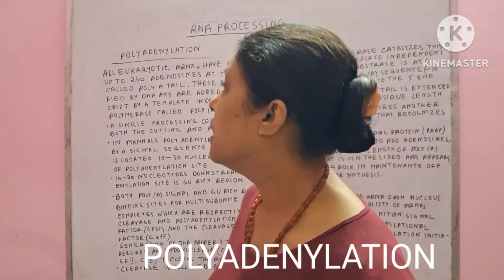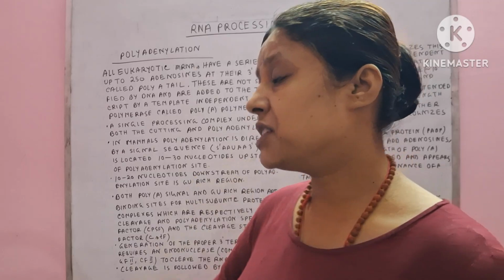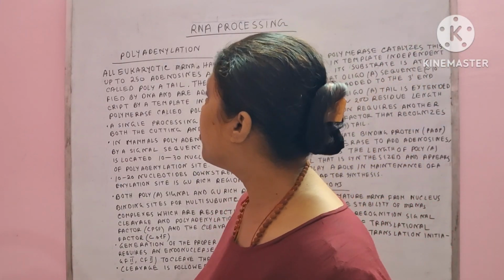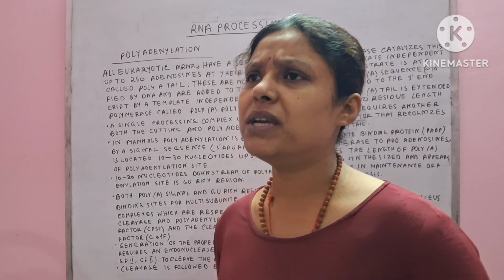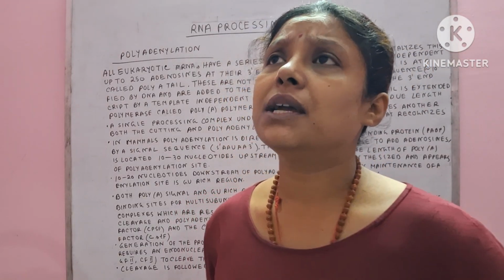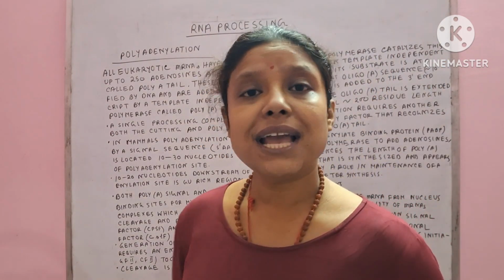RNA processing generally involves the first one, 5' capping, the second one, polyadenylation, and the third one, RNA editing. And splicing is another topic related to RNA processing, so I will try to describe that in another video. Here I will just try to explain polyadenylation.